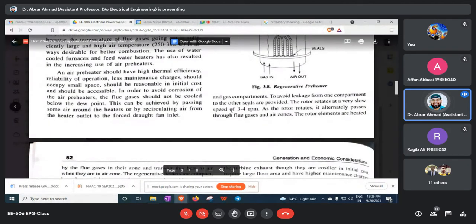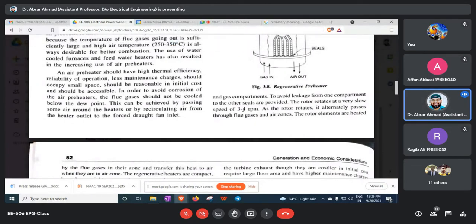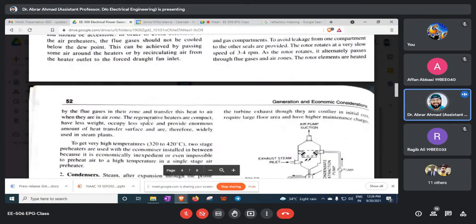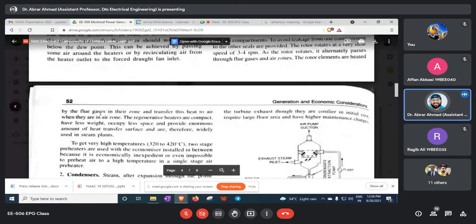The rotor rotates at very slow speed, that is 3 to 4 rotations per minute. So it moves very slowly. Obviously, there is no purpose in moving fast. Its movement is only so that it can transfer the energy of both. As the rotor rotates, it alternately processes through flue gases and air zone. The rotor elements are heated by the flue gases in their zone and transfer this heat to the air when there is an air zone.